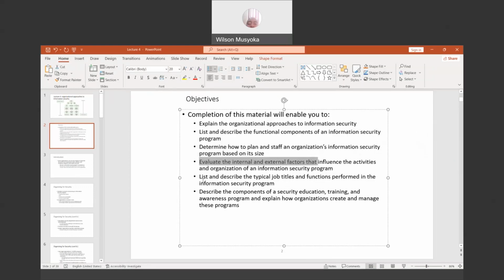We will also make sure that you can list and describe the typical job titles and functions performed in the information security program. And at the end of the whole lecture, you can describe the components of a security education, training, and awareness program, and also explain how organizations create and manage these programs. So that is what we wanted to accomplish.